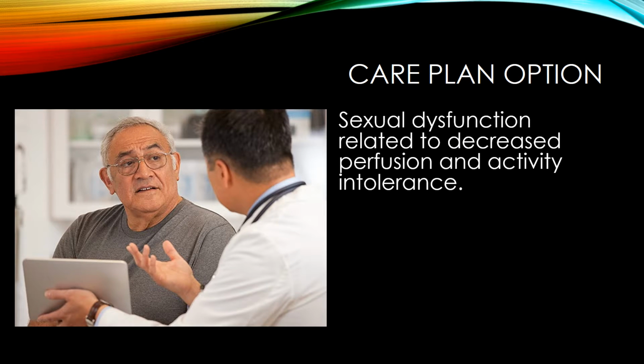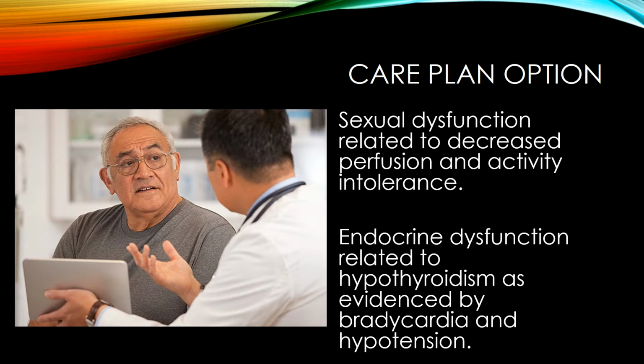Care plans related to the reproductive system could include sexual dysfunction related to decreased perfusion and activity intolerance. For the endocrine system, endocrine dysfunction related to hypothyroidism as evidenced by bradycardia and hypotension.